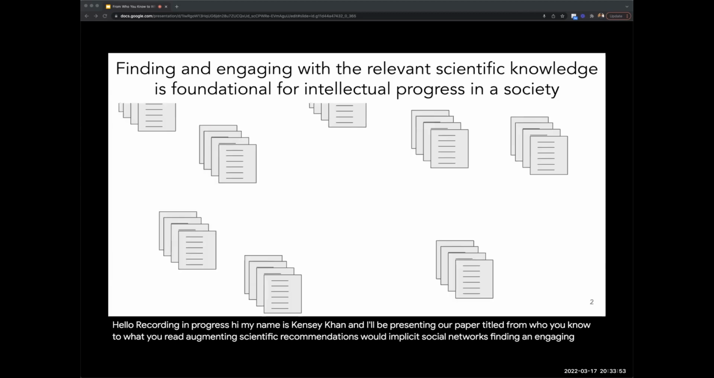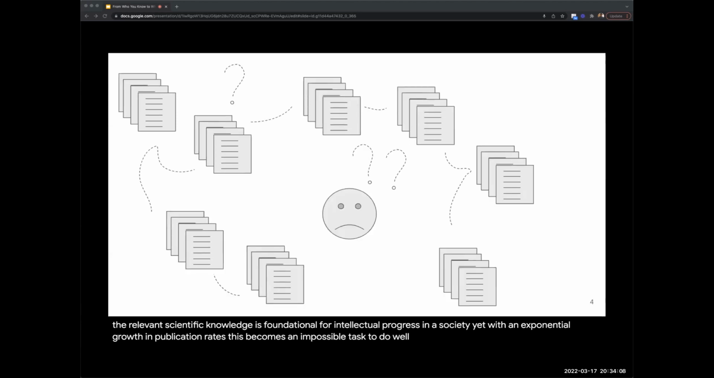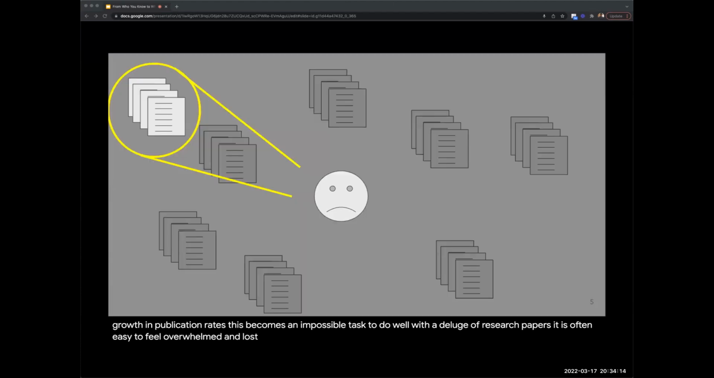Finding and engaging with the relevant scientific knowledge is foundational for intellectual progress in a society. Yet, with an exponential growth in publication rates, this becomes an impossible task to do well. With a deluge of research papers, it is often easy to feel overwhelmed and lost, or develop a myopia when engaging with the diverse body of knowledge.